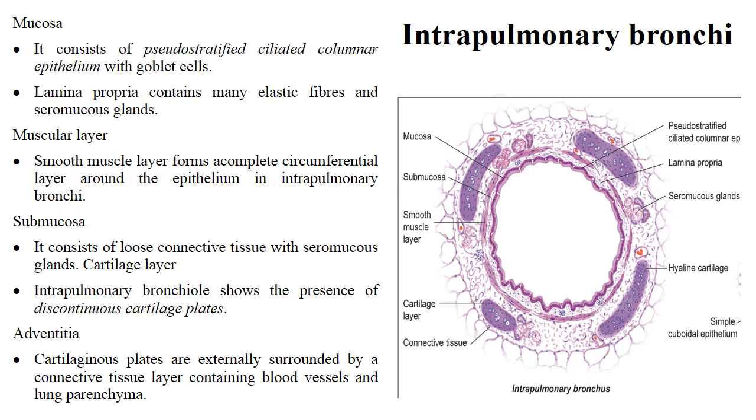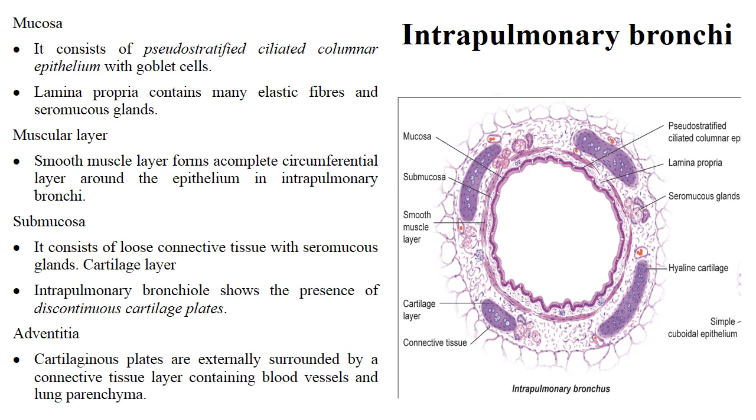After mucosa, we have the muscular layer. So smooth muscle forms a complete circumferential layer around the epithelium in the intrapulmonary bronchus. The smooth muscle fibers are arranged spirally and they help to maintain the proper diameter of the airway passage. After the muscular layer, we have submucosa, which has loose connective tissue with seromucous glands.